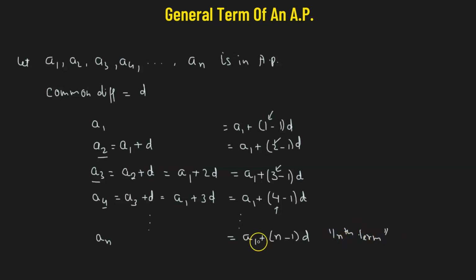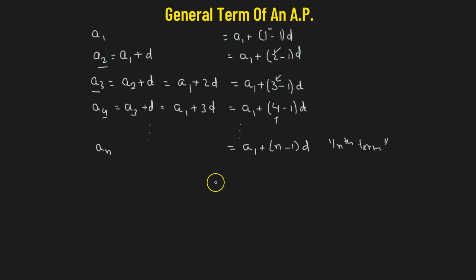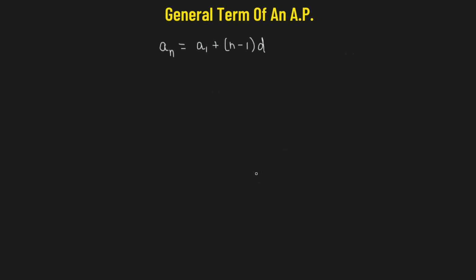So this is going to be the nth term of our given arithmetic progression. Right, so this is the general formula, so we'll note it down. The nth term of our AP is given by a1, which is the first term, plus n minus 1 times d. Fine. So let's try to understand this formula with the help of an example.